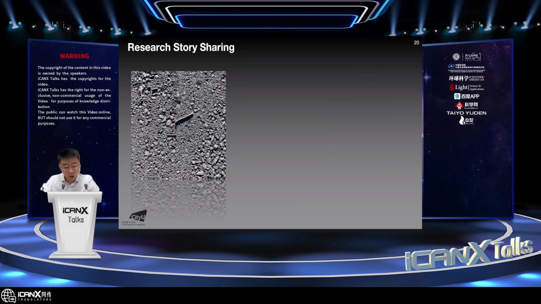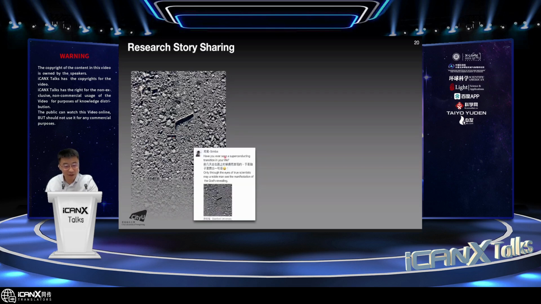Okay, so I posted a WeChat moment. Have you ever seen a superconducting transition in your life? Only through the eyes of a true scientist may a nobleman see the manifestation of God's revealing. So I was already working on the nickelate project at the time, and I was thinking this could be a good sign, finding superconductivity. And it turned out to be true.